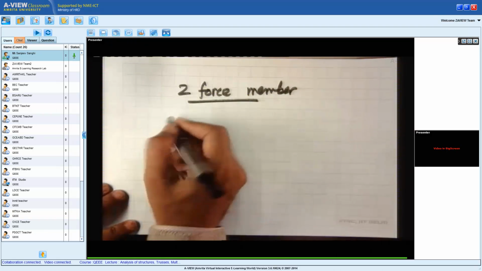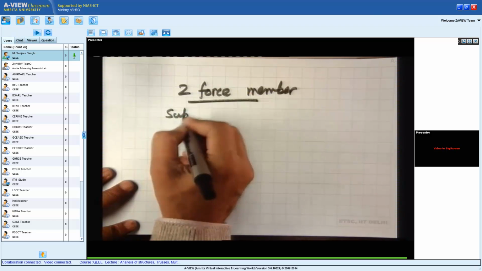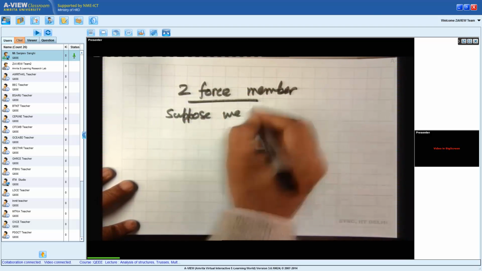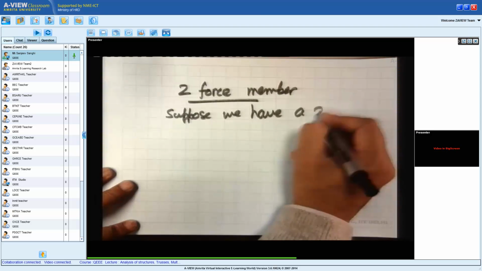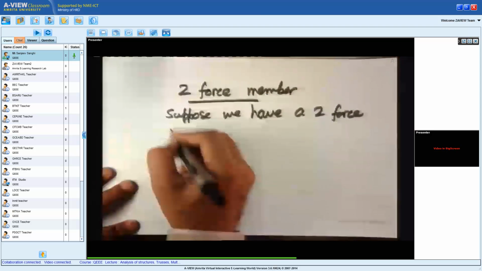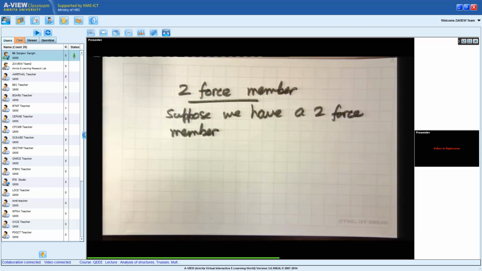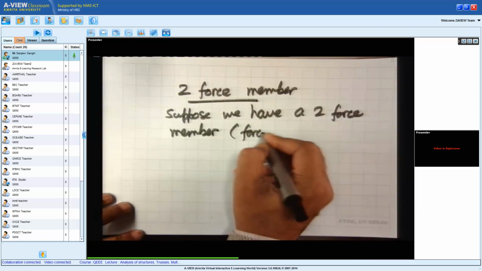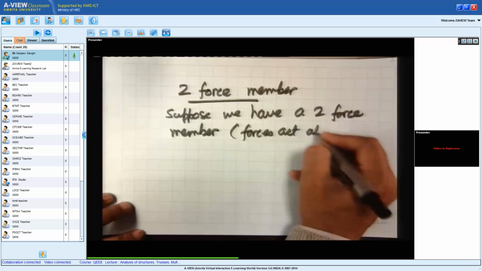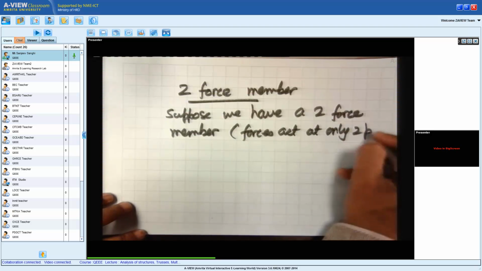So suppose we have a two force member. Once again, we recall what is a two force member. Forces are acting only at 2 points. Now, on those 2 points, many forces can act.